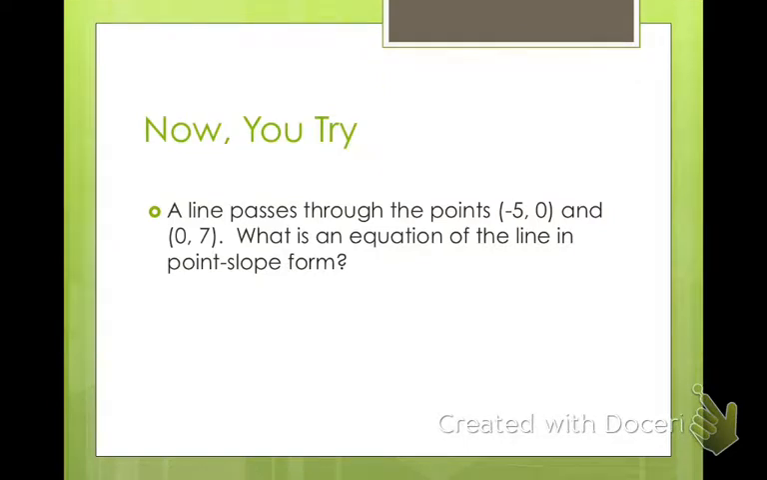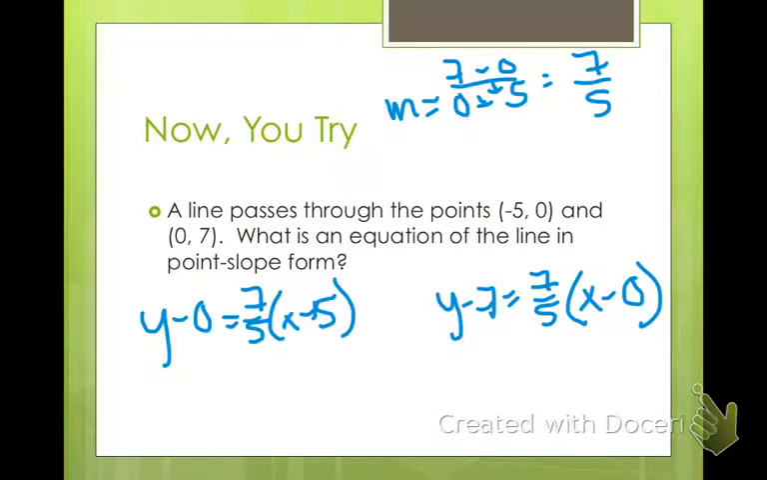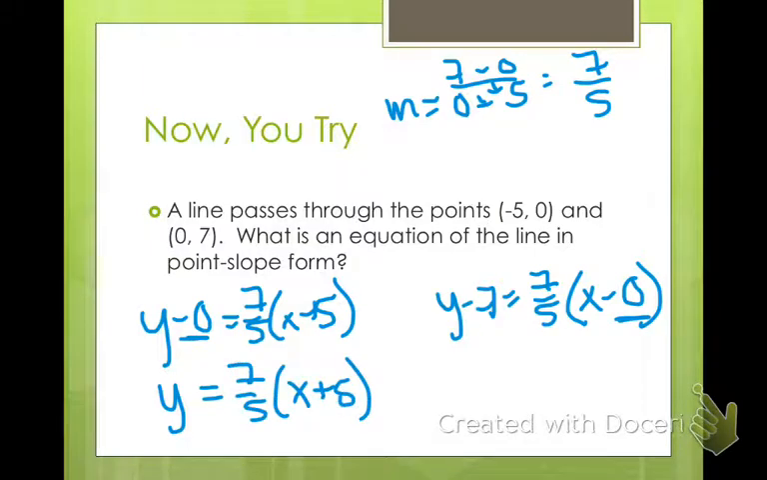Okay, go ahead and pause and write an equation for this. Alright, so that's what I got. If you have the zeros in there, you don't necessarily have to include them. You can write it as y equals 7/5 times x plus 5. Or y minus 7 equals 7/5 x. That would be fine too.